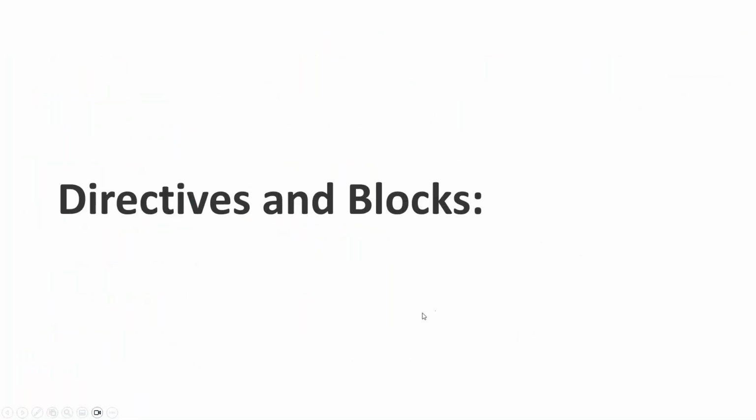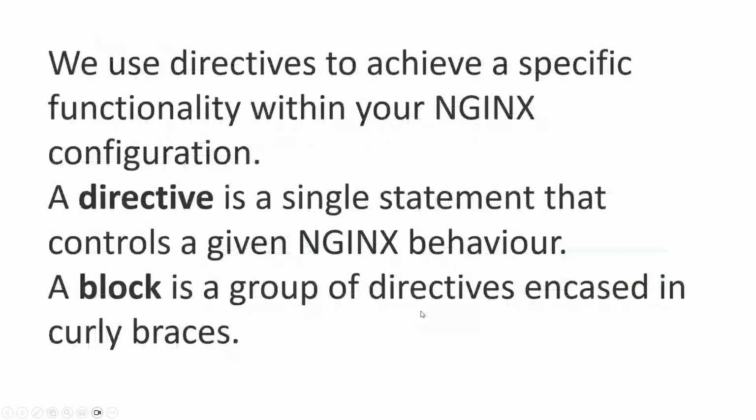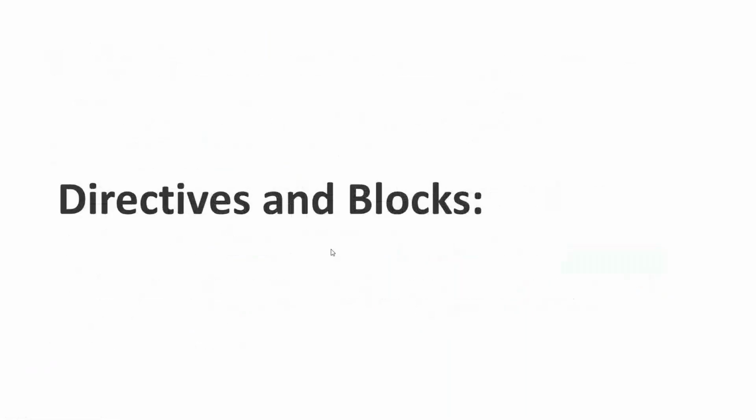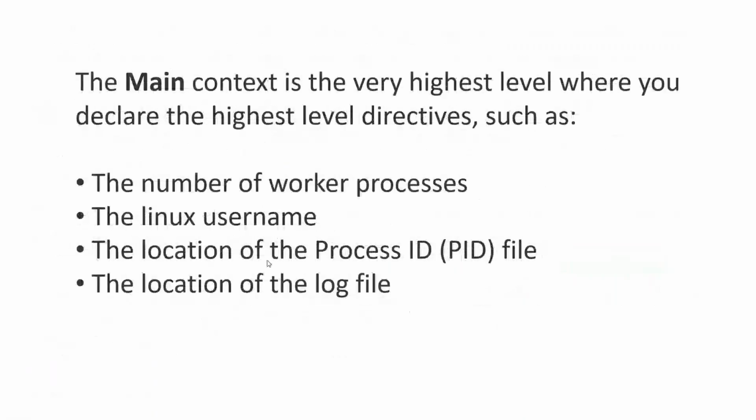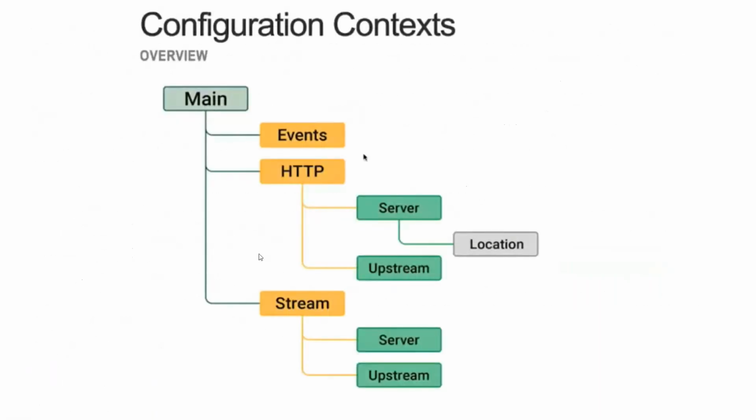Okay, so now let's understand how the directives and blocks work. So we understand the context. Remember these are the context. So the main context will have an event, HTTP, stream. Under the HTTP context, server context, upstream context. Under the stream you may have a server and upstream. Under the server context you have a location context. So your configuration of Nginx is a combination of multiple contexts, whereas the main is a root context. Make sense?